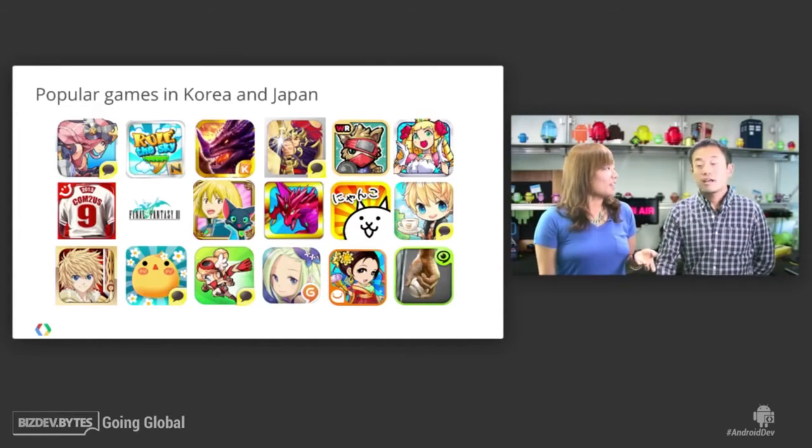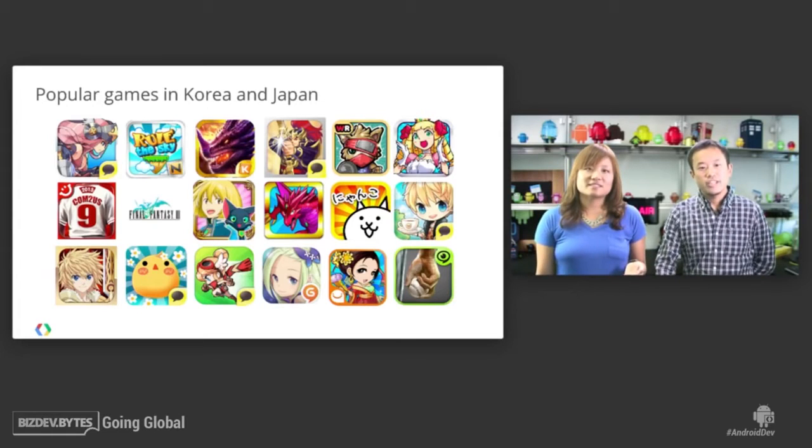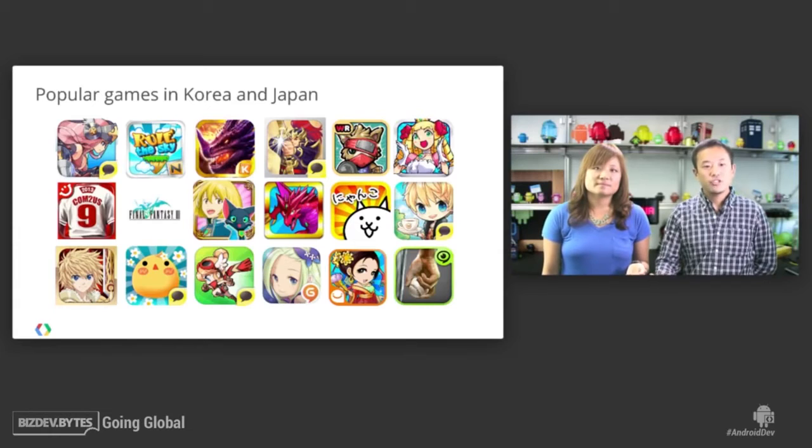And what is it like in Japan? In Japan also there are card battle games plus something like puzzle functions or quiz effects.